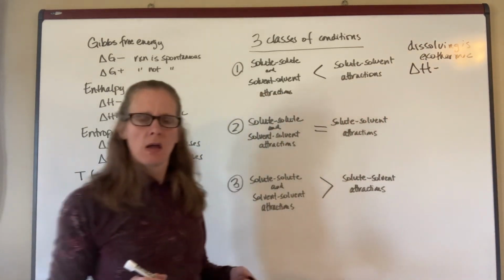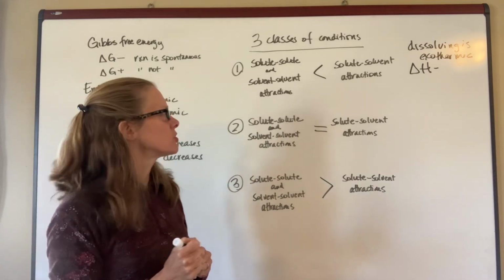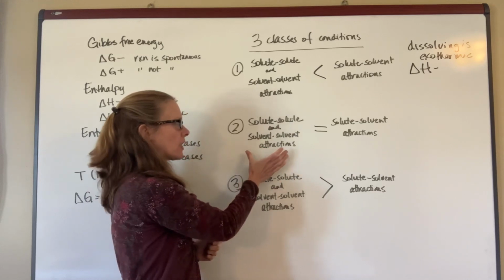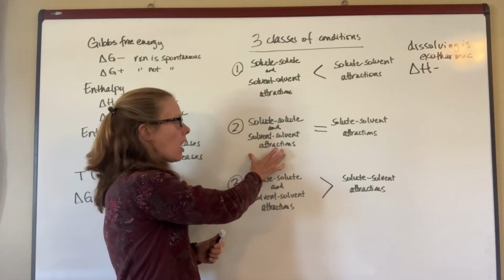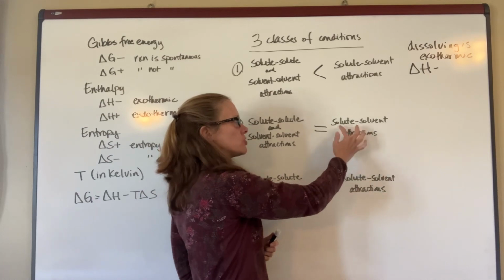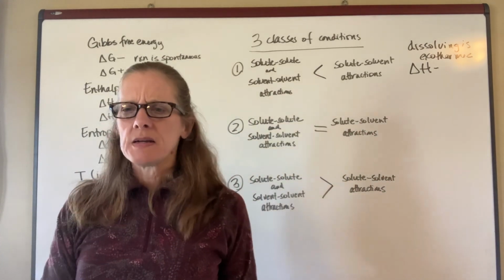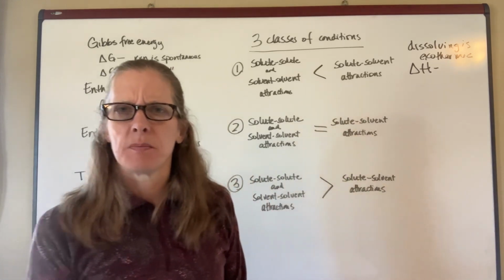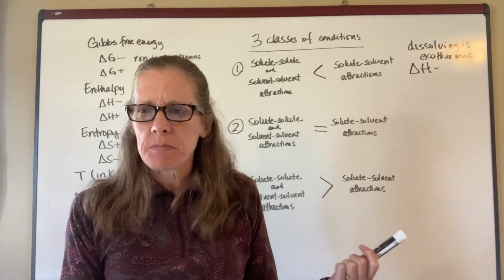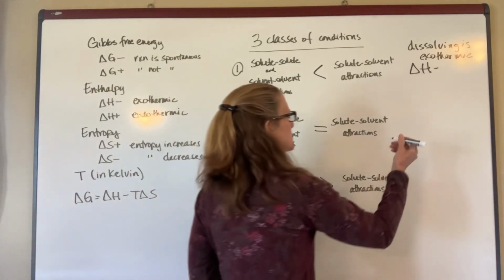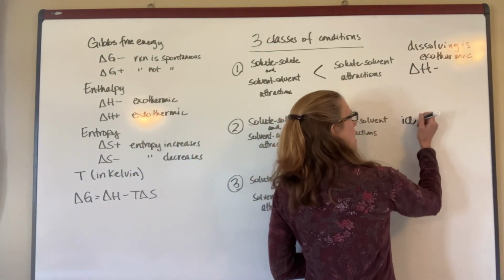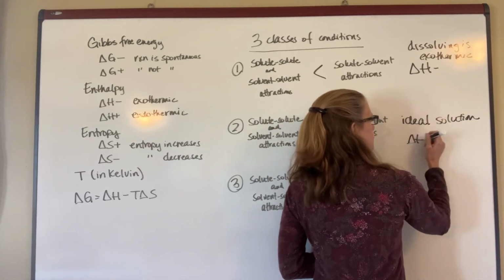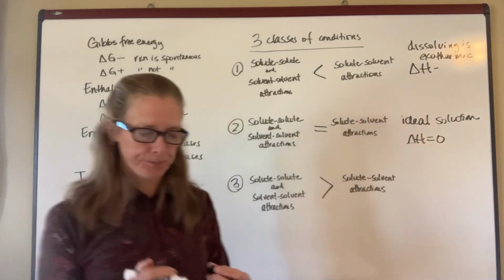Okay? Second type of situation is where the interactions of the solute particles with each other and the interactions of the solvent particles with each other are equal to the interactions of the solute and the solvent with each other. An example of this one would be if I've got a gas dissolving in another gas. The particles aren't really attracted to each other anyway because they're gases. And so if this situation is true, I have what's called an ideal solution, and the enthalpy change is actually equal to 0. All right.